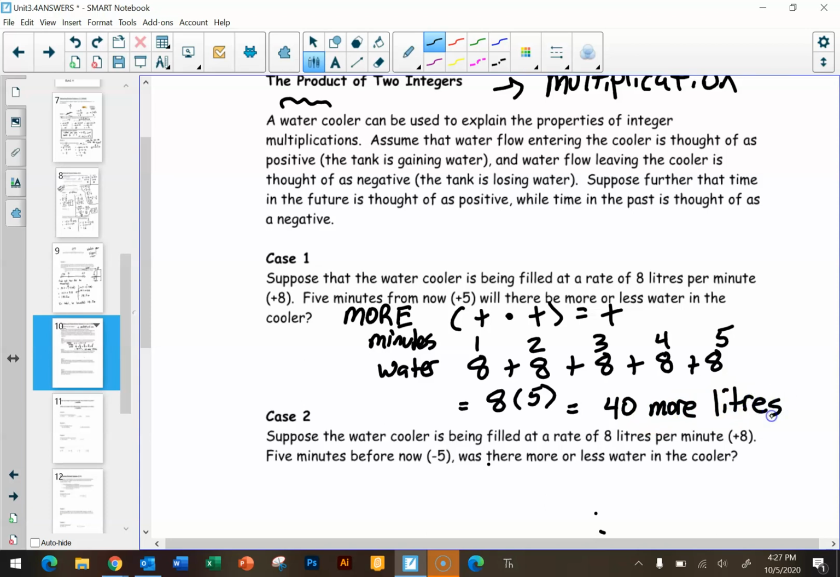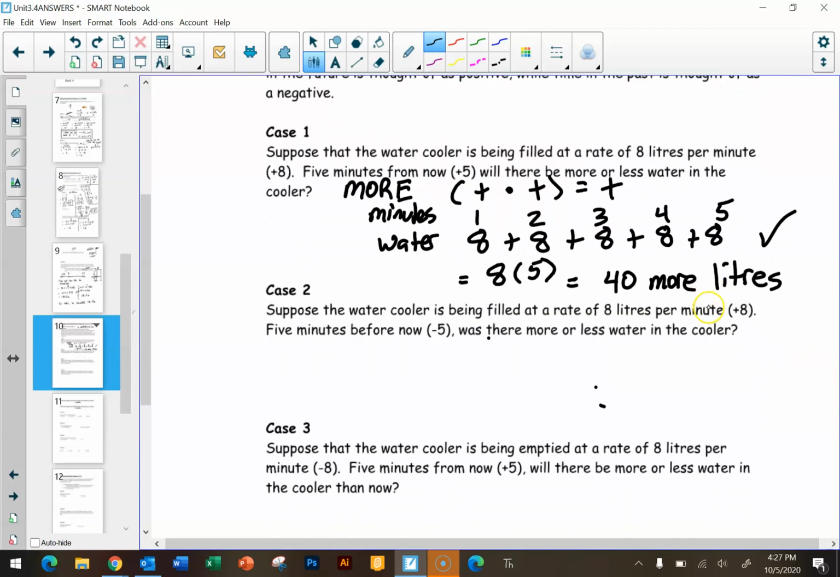So our supposition up here that it was going to be more because we're multiplying a positive by a positive is indeed correct. Second case, let's suppose the water cooler is being filled at 8 liters per minute. So again, that's a positive. But now we're talking about 5 minutes before now. So in this case, is there going to be more, or was there more or less? There's going to be, or there was, less.